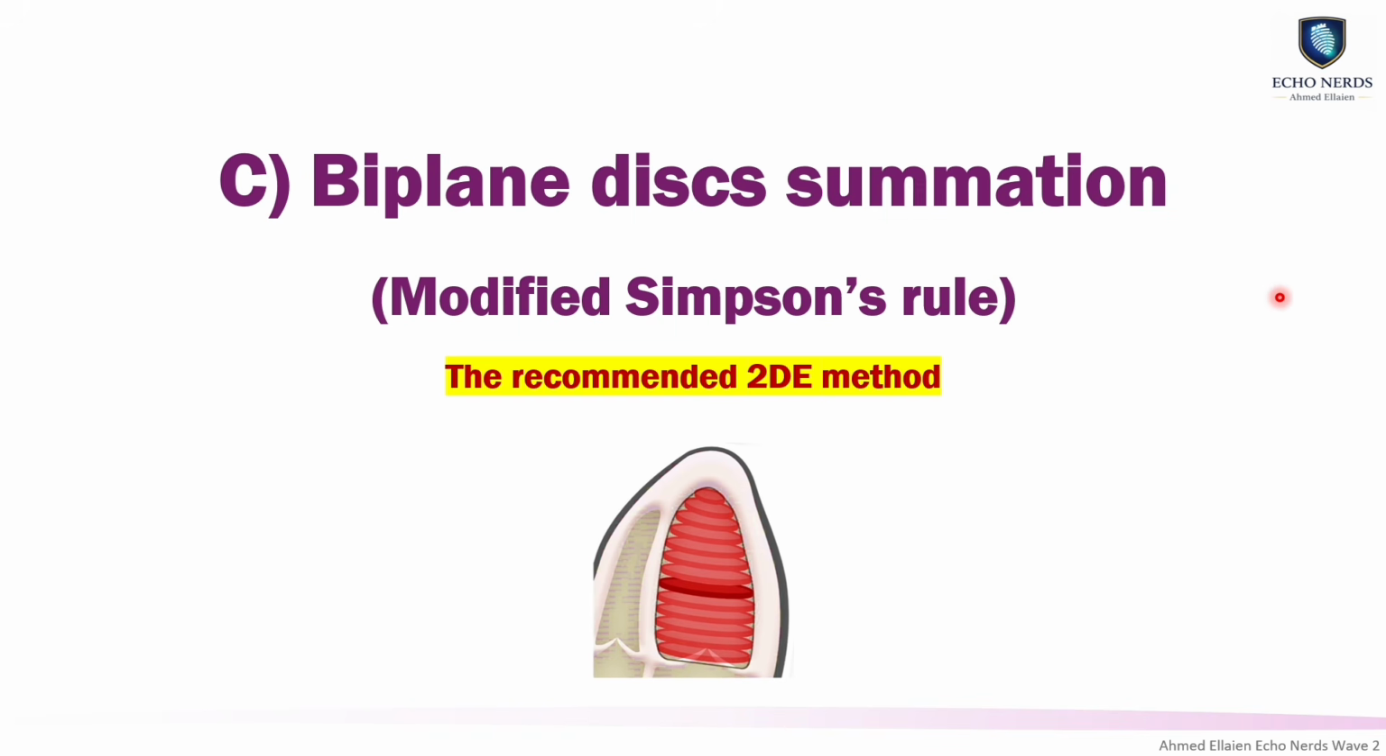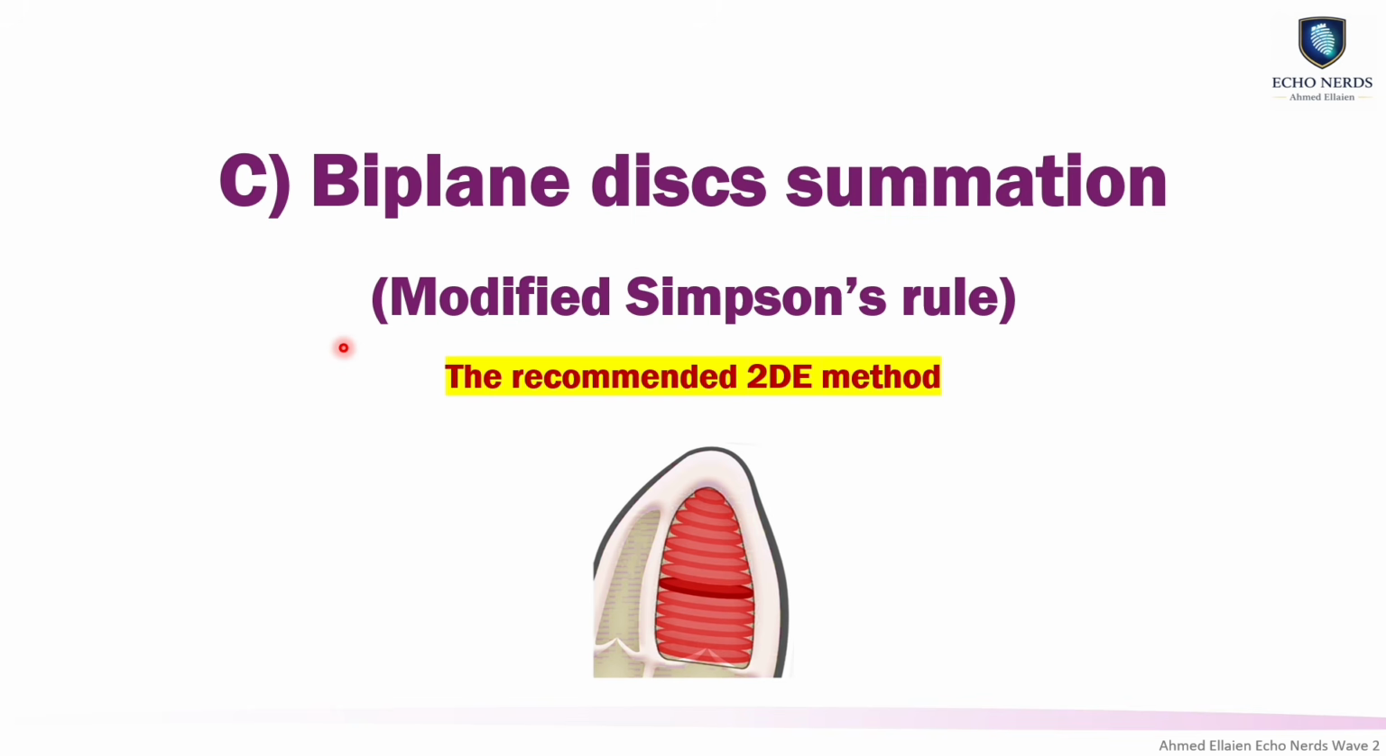The next method to calculate the volumes is the most important method and the most important slide in this section, which is the Biplane disk summation method, or another name, modified Simpson's rule. This is the recommended 2D echo assessment for volumetric assessment, which means that if we have 3D echo, it would be better, but 3D echo probes are not available everywhere. So the recommended for 2D echo is the Biplane disk summation.